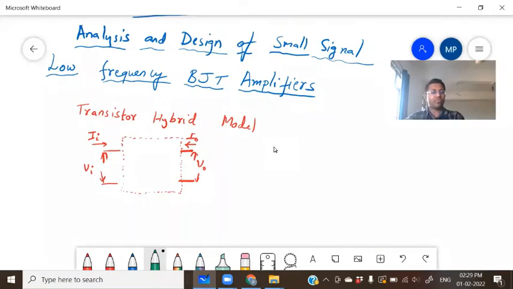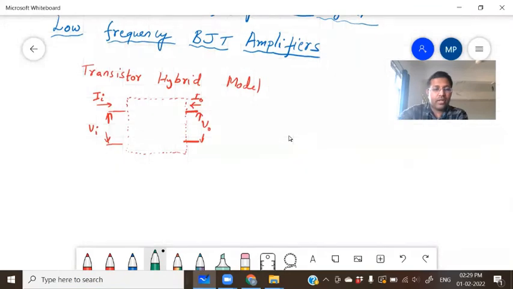So here, if you see the transistor, we know very well that the transistor is a current controlled device. Means the output current depends on input current. So let us write like this. The output current I0 depends on input current. Some constant I will take multiplied by input current.